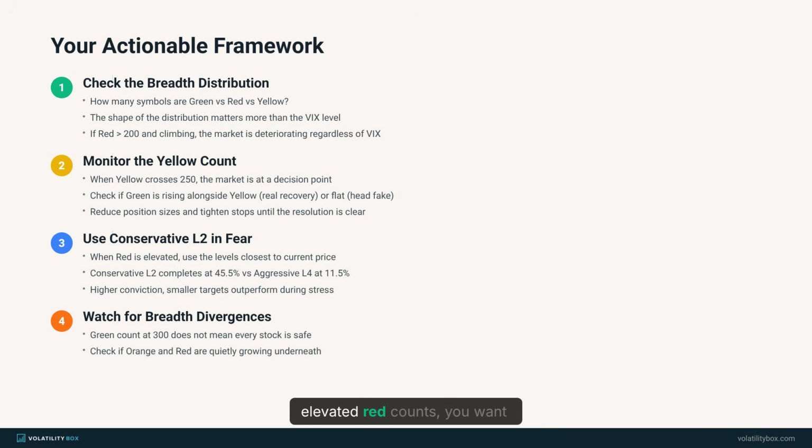During elevated red counts, you want to be using the conservative volatility box models for your entry. These are your highest conviction setups when the market is stressed. Step 4. During the green dominant markets, be aware that the breadth can look healthy while the individual sectors might show you some more opportunities.